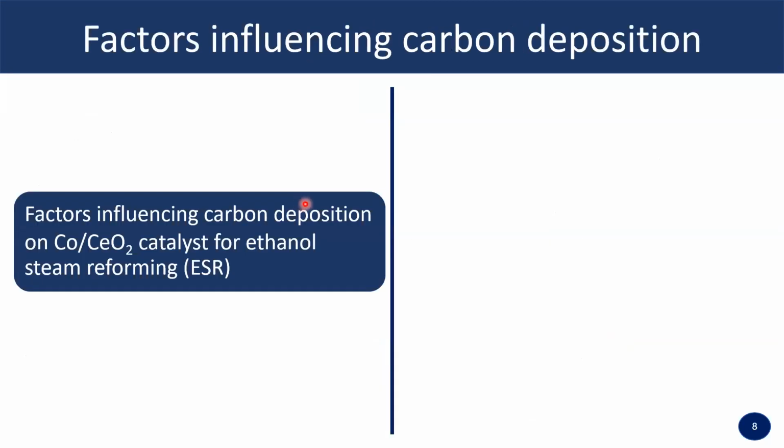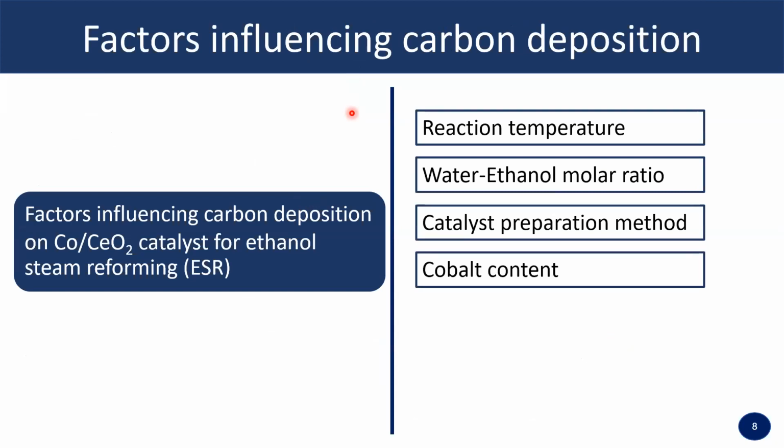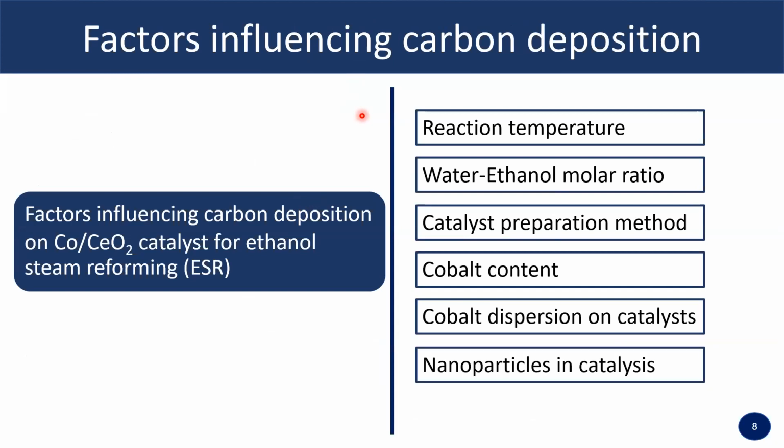For factors influencing carbon deposition, there are many factors that affect carbon deposition on cobalt on silicon oxide catalyst for ethanol steam reforming, such as reaction temperature, water ethanol molar ratio, catalyst preparation method, cobalt content, and I think cobalt dispersion on catalyst and nanoparticles in catalysis will be studied to improve performance and stability of catalyst in the future. In my presentation, I will talk about the effect of reaction temperature and water ethanol molar ratio on carbon deposition over cobalt on silicon oxide catalyst for ethanol steam reforming.